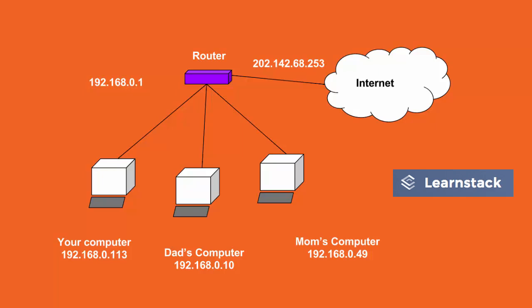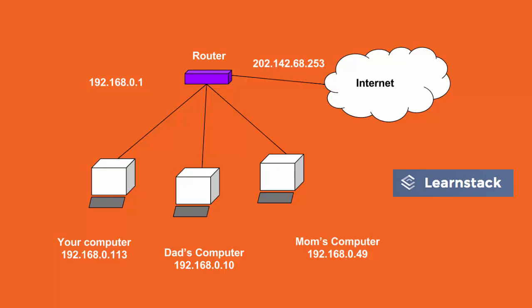But whenever any one of you will Google what is my IP address, you will see 202.142.68.253 as your IP address and not the one mentioned below your computer's name. What are these IP addresses? In this scenario, the router's IP address is the public IP address.